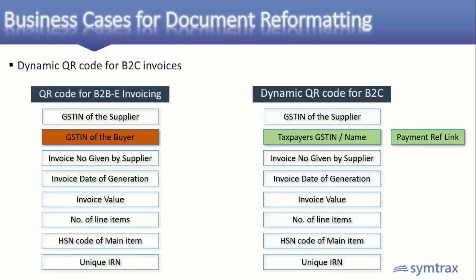First, GST of the buyer, as it's an unregistered person in B2C invoices. In that case, the taxpayer can mention his GSTN or his name. Second, the taxpayer must include a payment reference link so that the recipient can be redirected to the payment link, and it helps to promote digitization as well. This kind of requirement for the dynamic QR code can also be fulfilled using Complio.